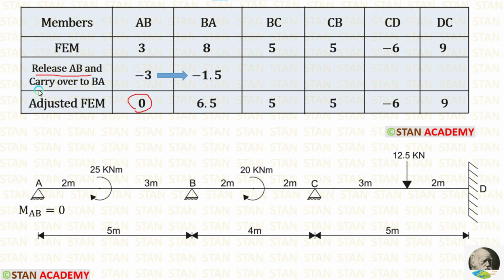Then we have to give carry over from AB to BA. The carryover should be done in the same way we did in the moment distribution method. When we divide minus 3 by 2, we will get minus 1.5. Now let us calculate the adjusted fixed end moments. For BA, we have to add these two values. After adding, we are getting 6.5. For BC, CB, CD and DC, there are no changes.